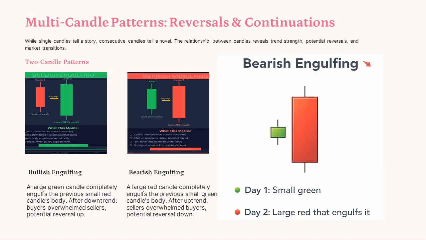When you see a bullish engulfing after a downtrend, with confirmation, it's a strong buy signal. When you see a bearish engulfing after an uptrend, with confirmation, it's a strong sell signal.